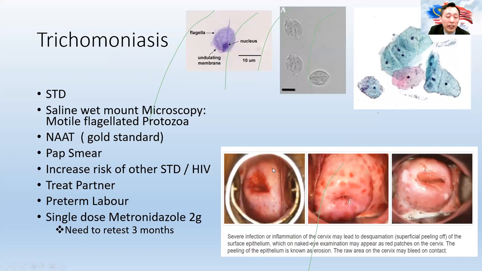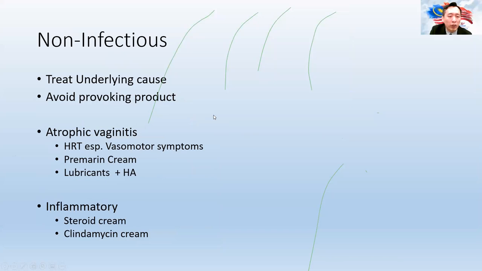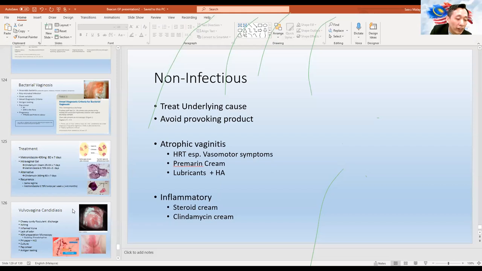Non-infectious, you treat the underlying cause and avoid the provoking factors. If it's atrophic vaginitis, you can give them HRT, you can give them Premarin cream, and also, wait.